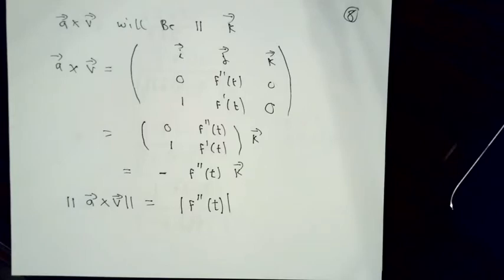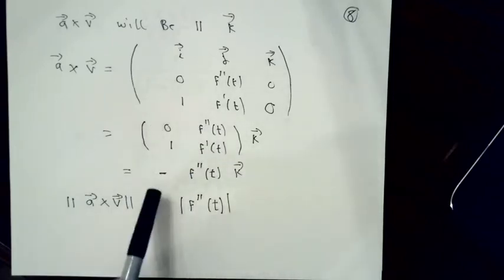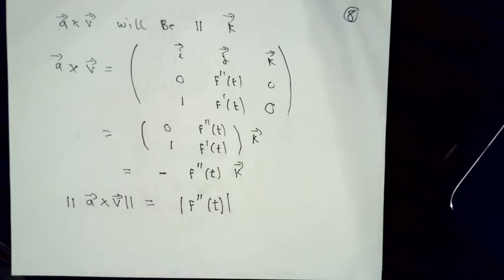Just as before, both the velocity and acceleration lie in the xy plane. The cross product must be parallel to the z-axis, so I'll just be lazy and only write down the third chunk. When you do the determinant, you get the negative of the second derivative of f evaluated at t multiplied by the k vector.